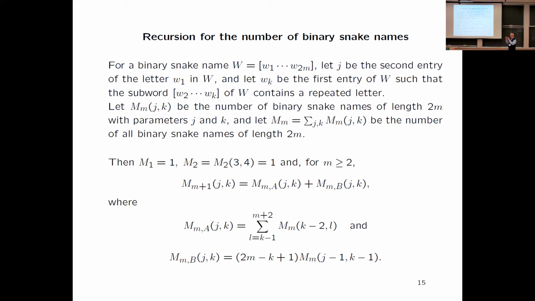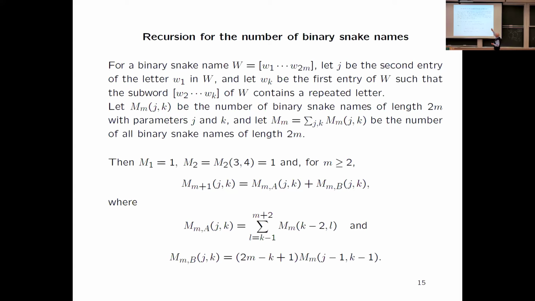And the statement is that starting with a simple bubble, the snake with the name AA, and using these two operations, you can obtain uniquely any binary snake. So that's how we can count binary snakes.